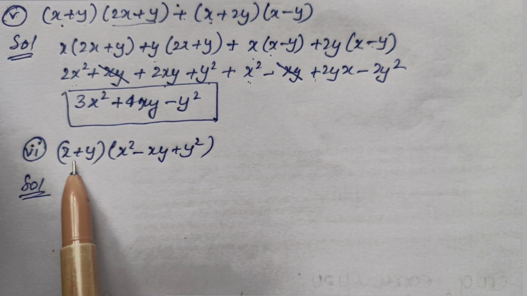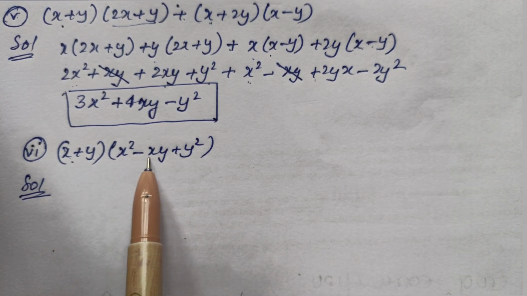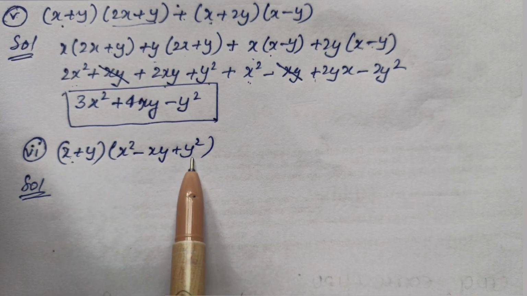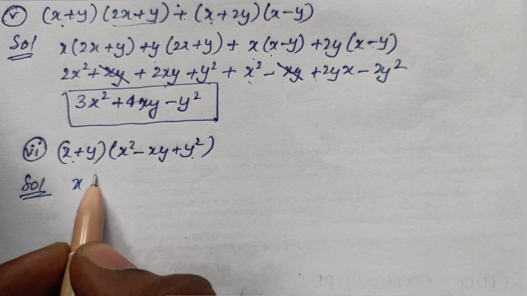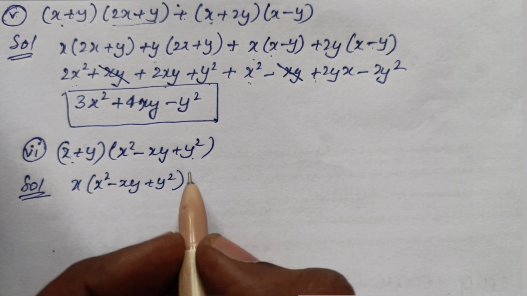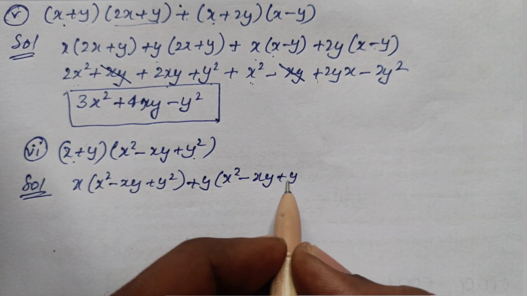Sixth part. Next we will move to the sixth part, that is (x + y) into (x square - xy + y square). So this part we need to multiply with this entire part. So let's write it down. x into (x square - xy + y square) plus y into (x square - xy + y square).